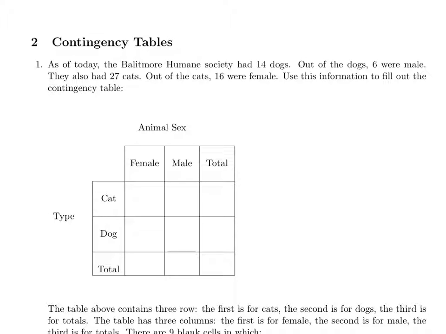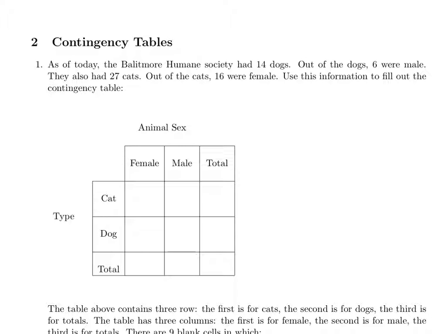Now, to fill out a contingency table, the most important part to remember is that it's additive. That is, our row here, number of cats, must add up to the total number of cats, or the number of dogs must add up to the total number of dogs. That is, our rows or our columns will always add up.